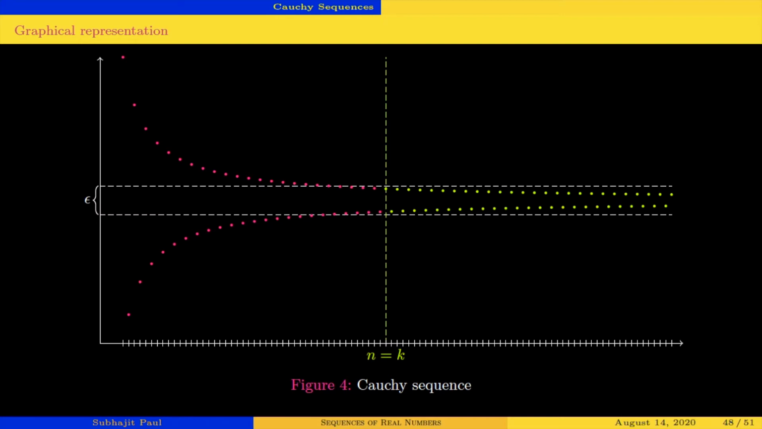a Cauchy sequence. A convergent sequence is always Cauchy. Be it a sequence of rational numbers, or a sequence of real numbers, or a sequence of complex numbers, whatever. A convergent sequence is always Cauchy. It is only the other part which is of some importance, importance meaning which is non-trivial in nature. So this is what the graphical representation of Cauchy sequence is. We are done with this.